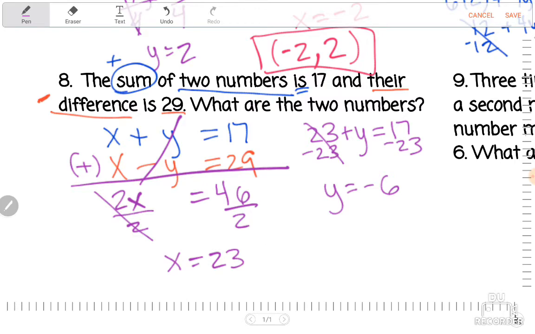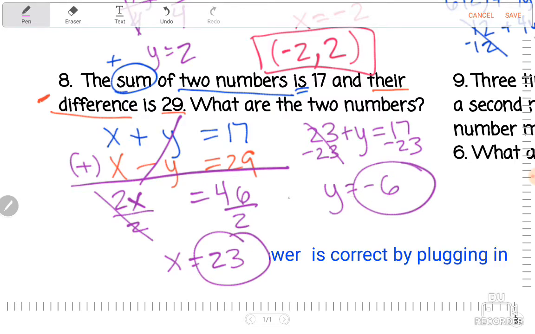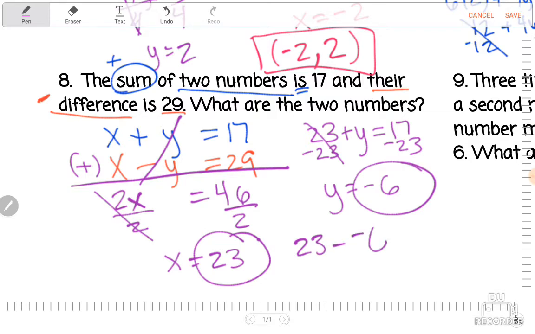I can check my work if I add these two numbers. 23 plus negative 6 is 17. Yep. And then if I subtract 23 minus negative 6, that's going to turn to plus positive, so I get 29.